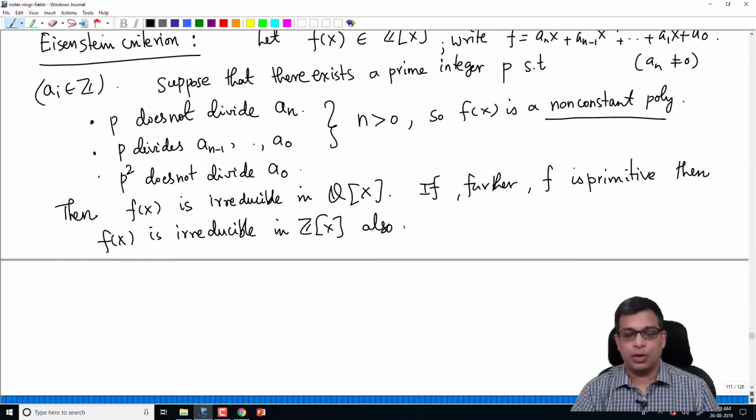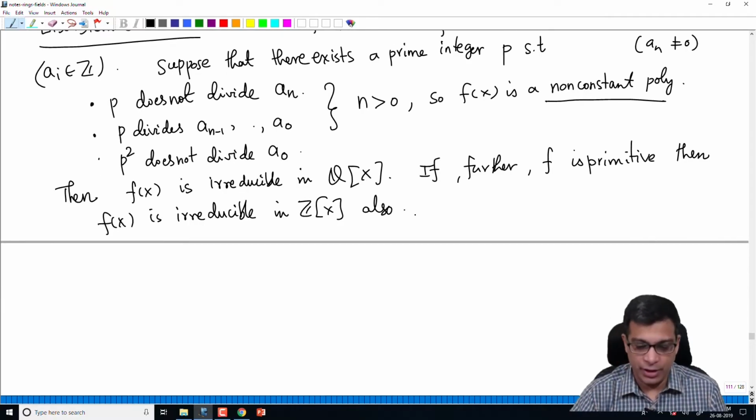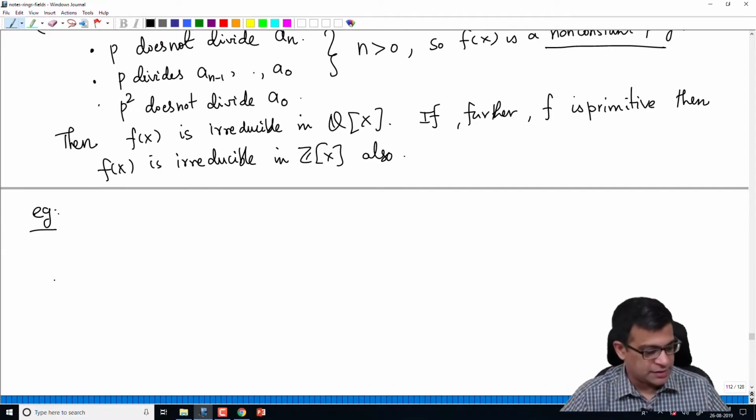Okay, so this is a good criterion to prove, and it actually uses all the notions that we developed in the last couple of videos. If there is a prime number satisfying some conditions with respect to the coefficients of the polynomial, we can right away conclude that it's irreducible in Q[x]. We cannot conclude in general that it's irreducible in Z[x], but if it is primitive, it is irreducible in Z[x]. So I'm going to give a couple of examples before I prove this.